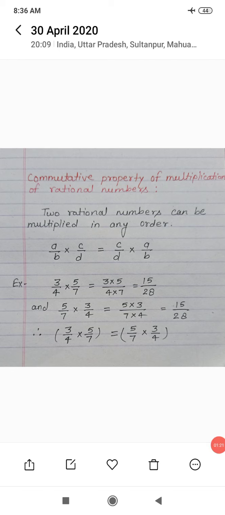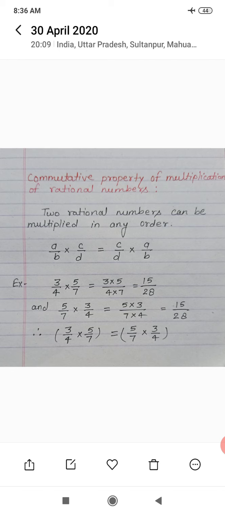Commutative property of multiplication of rational numbers. Two rational numbers can be multiplied in any order. Thus, for any rational numbers a/b and c/d, we have a/b × c/d = c/d × a/b.